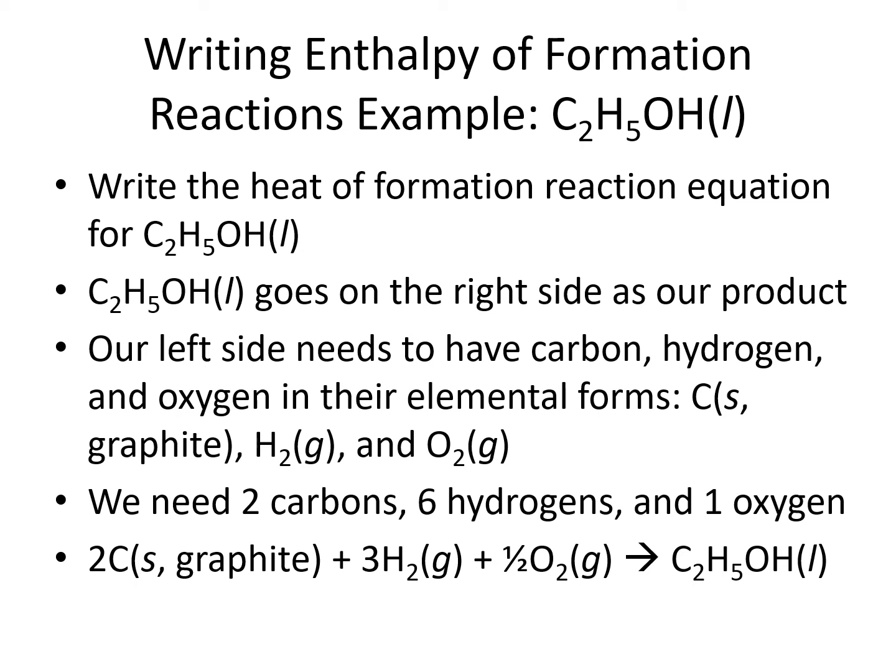If we want 2 carbons, we can just put a 2 in front of our carbon solid graphite. If we want 6 hydrogens, we can put a 3 in front of our H2 gas, since 3 times 2 gives us 6. If we want 1 oxygen, we're going to have to put a 1/2 in front of our O2 gas. 1/2 times 2 gives us 1, which matches up with the 1 we have on the right-hand side. Our equation for the enthalpy of formation of ethanol is 2 carbon solid graphite plus 3 H2 gas plus 1/2 O2 gas makes ethanol.